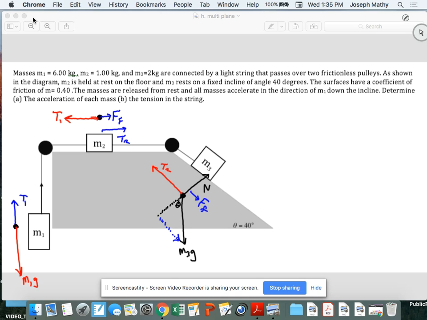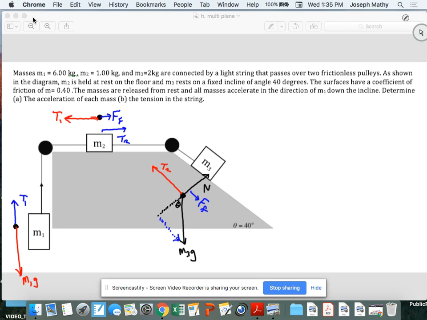Well, good afternoon. I'm going to show you how to solve University of Cincinnati's Science and Engineering College's multi-plane problem. For the sake of time, I have already jumped in to where the free body diagrams have been drawn, and let me explain what I did.